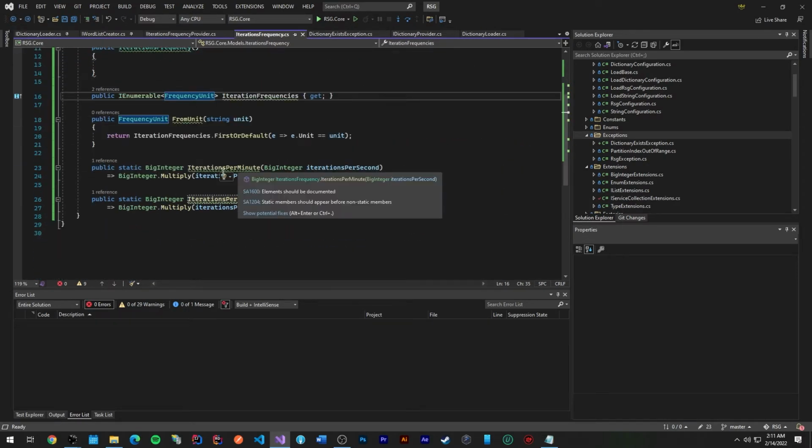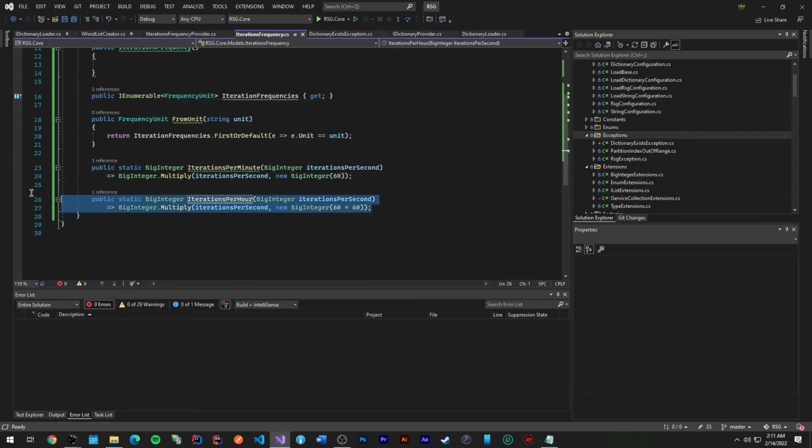Here are the functions, iterations per minute, iterations per hour. And I'm showing you how we calculate that. We take the seconds for minute, for example, and we multiply it by 60. And that gives us the number of iterations per minute. We're returning the big integer. All right, here's per hour. We have a new big integer and we multiply 60 by 60.